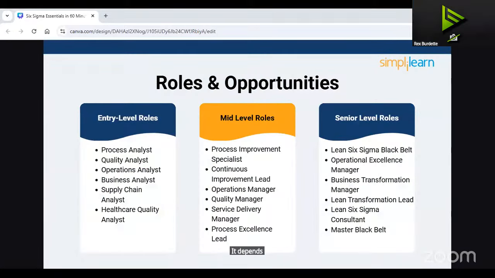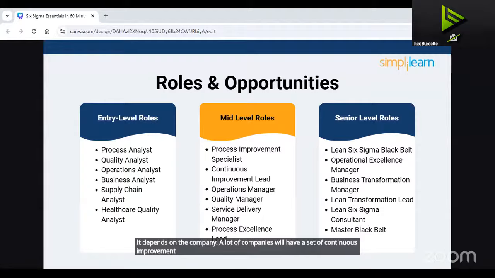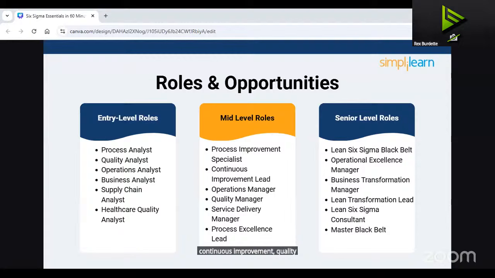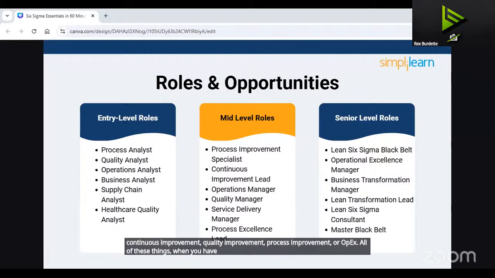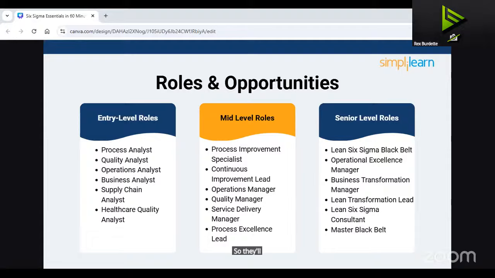It depends on the company. A lot of companies will have a set continuous improvement function, OpEx. They call it OpEx a lot. It goes by multiple names. Sometimes it's Six Sigma, sometimes it's Lean. Usually it goes under the name in a company of continuous improvement, quality improvement, process improvement, or OpEx. All of these things, when you have this certification, that immediately identifies to them, they say this person knows and they have demonstrated and they have a certificate that shows they have. So they'll automatically move you to the top of the list of people who want these roles.